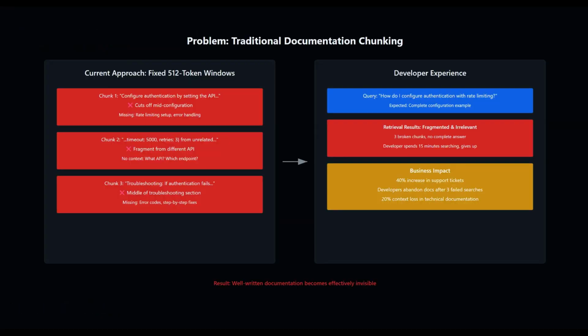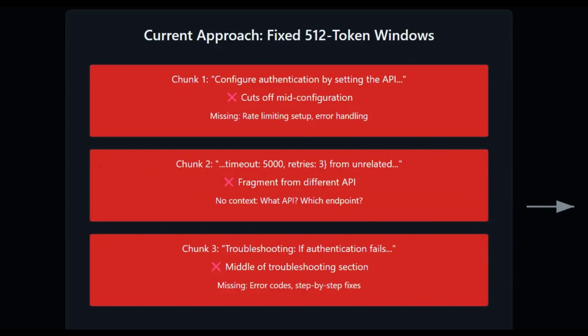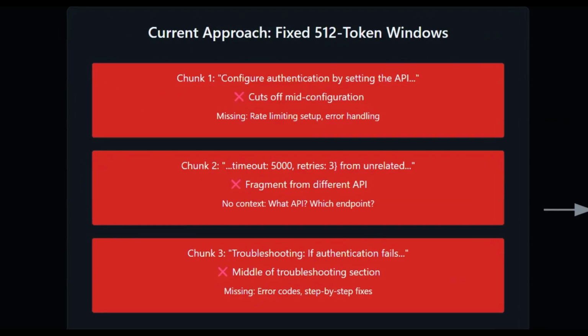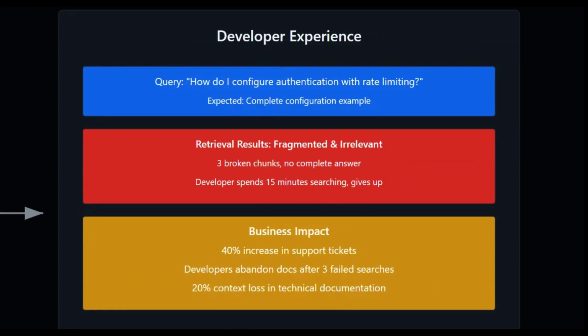This isn't just poor search results. It's broken information architecture. Most teams chunk documentation by arbitrary token limits, treating technical content like blog posts. Traditional approaches like 512 token fixed windows and sentence-based splitting fail because they ignore semantic boundaries and code context. The cost? Developers abandon your docs after failed searches, support tickets increase, and your carefully written documentation becomes effectively invisible.